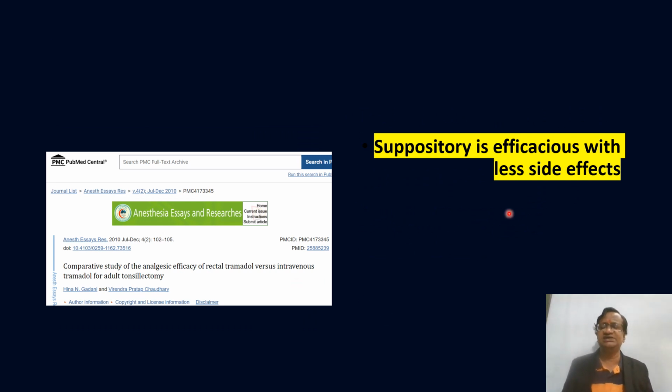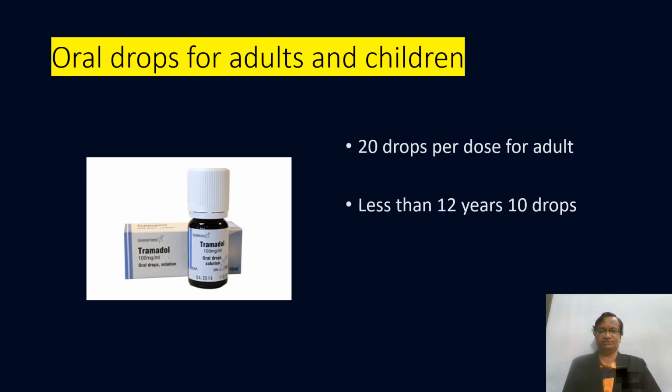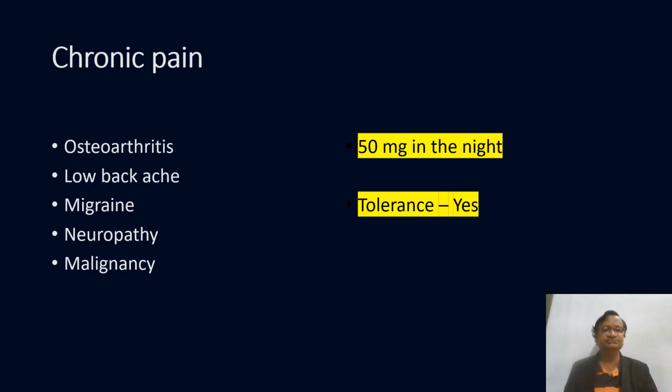Suppository is very efficacious, and we have used a lot of diclofenac suppositories, 100 milligrams, in hundreds and thousands of cases, with very few side effects and good efficacy. Oral drops for adults and children: 20 drops per dose for adults, and for less than 12, 10 drops. Yes, 12 drops is available.